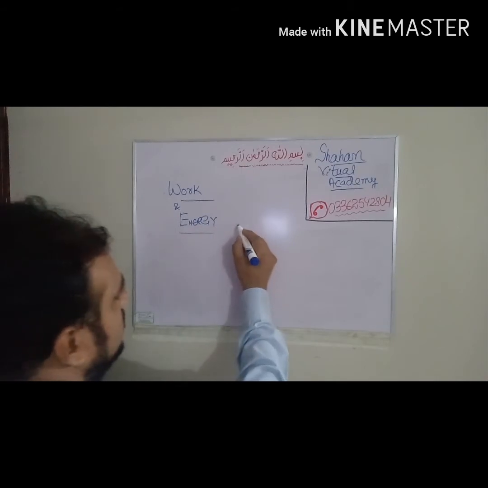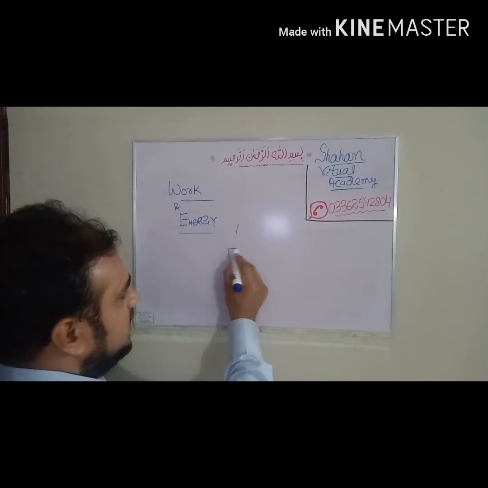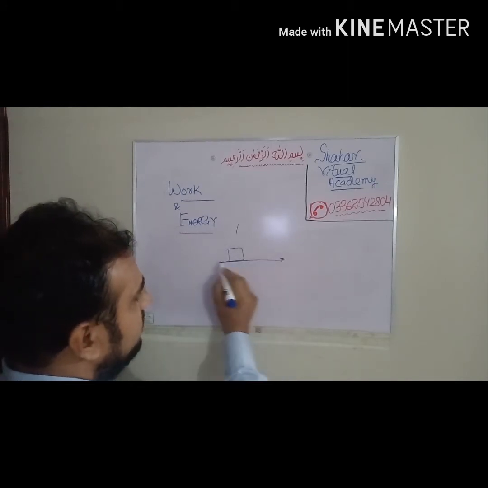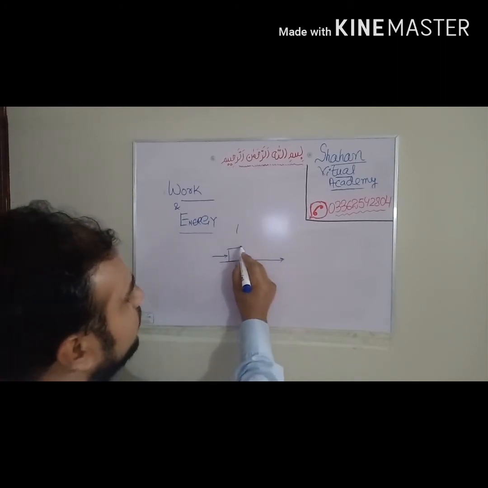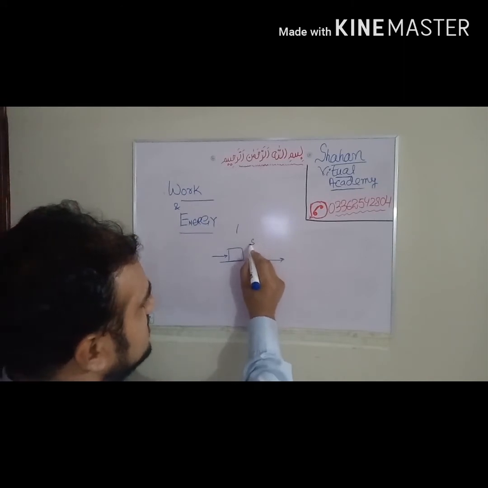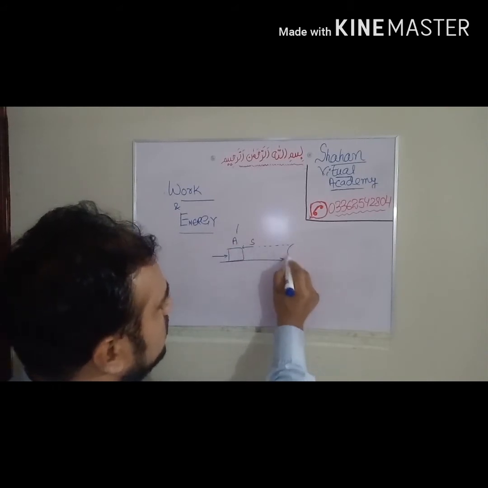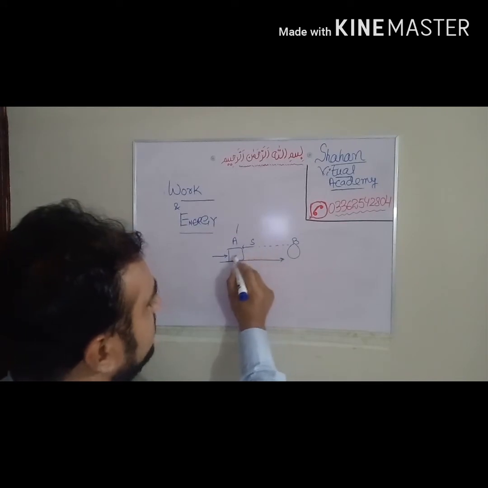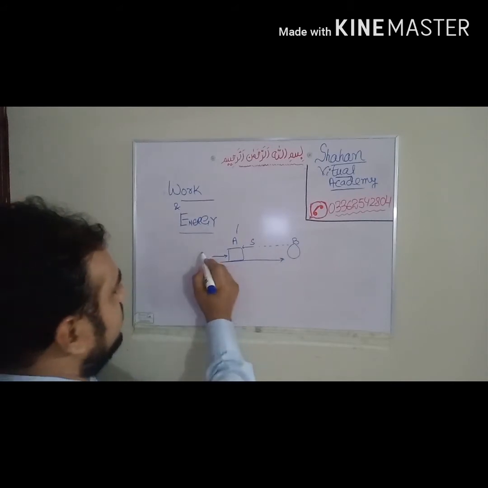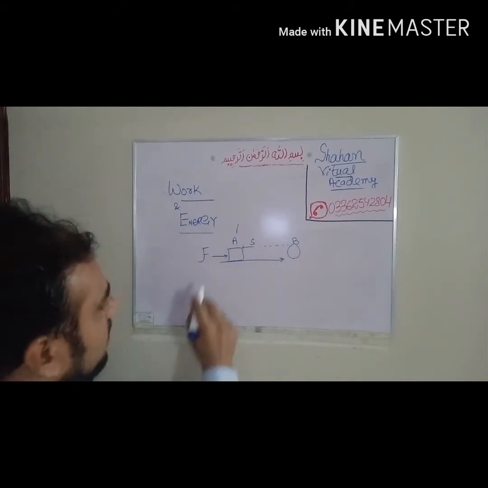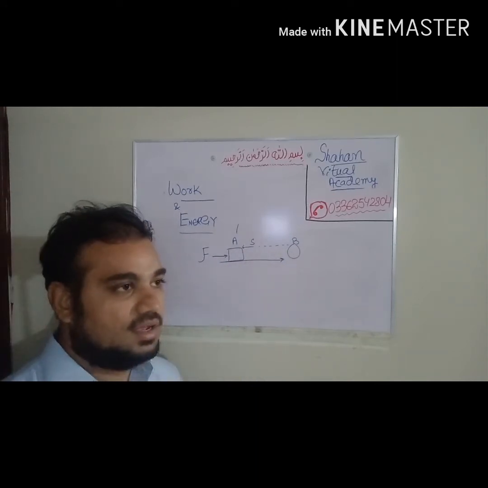Basically, what is work? Let us suppose a body is placed on level ground. When we push it with a force to the front, it moves a distance s from this position to this position. So the body does some work. What is work? We apply a force, and after applying the force, it moves some displacement. That is basically its definition.